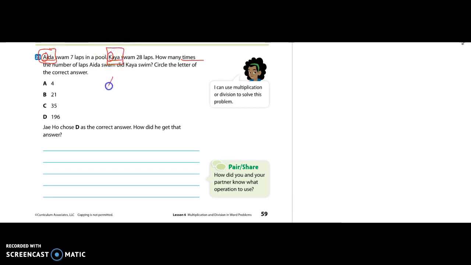So I see that Ada, let's make a model. Let's call it A for the purposes of our example. Ada swam 7 and Kaya swam 28. We don't put 28 in a box. We don't know how many boxes we need. We just know the answer equals 28. The number of laps that Kaya swam was 28. This, friends, is not a multiplication problem. It's actually a division problem.